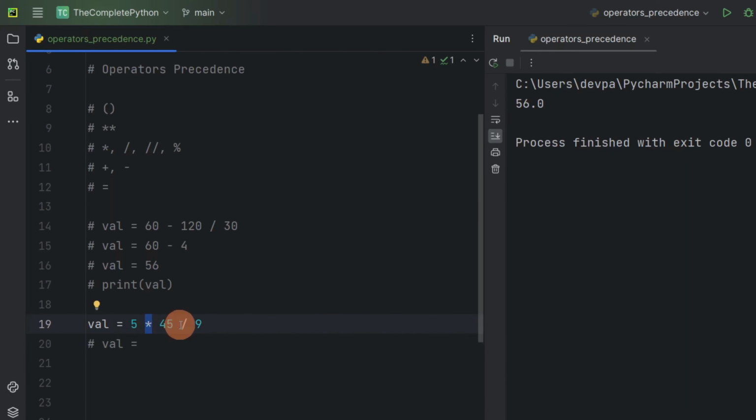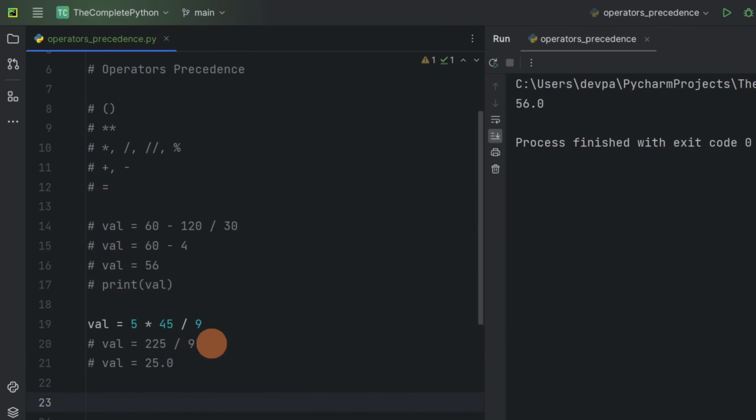multiplication and division have the same precedence. See, both multiplication and division have the same precedence. So when we are simplifying this, since multiplication is coming before division, first we will perform the multiplication. Let's multiply 5 with 45. We will get 225. Then we will divide the result with 9. Now if we divide 225 with 9, we will get val is 25.0.